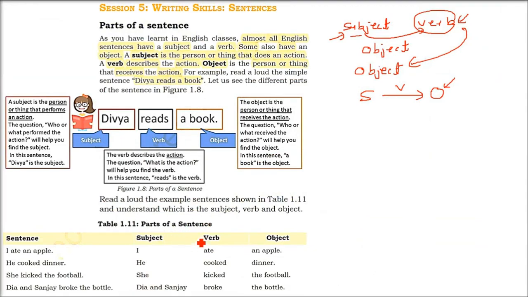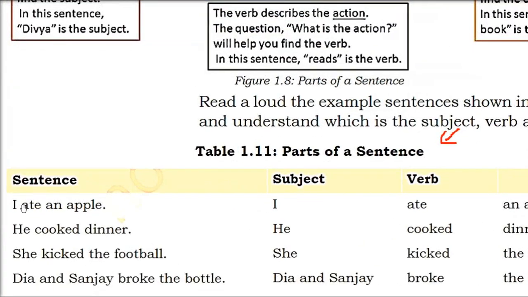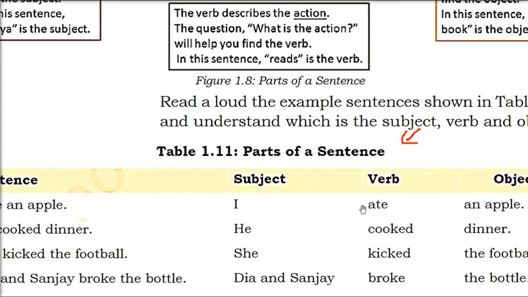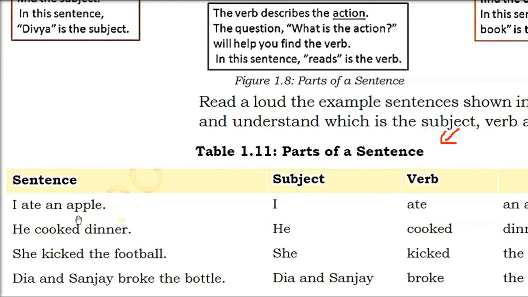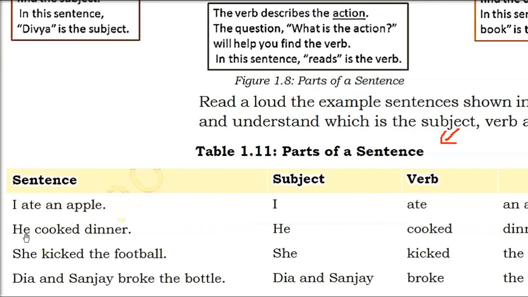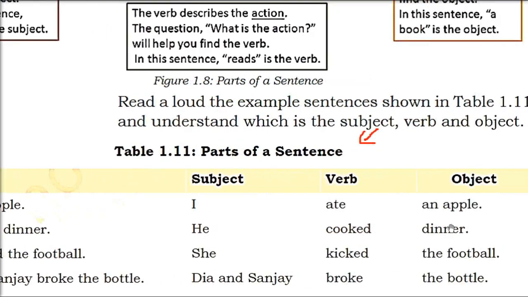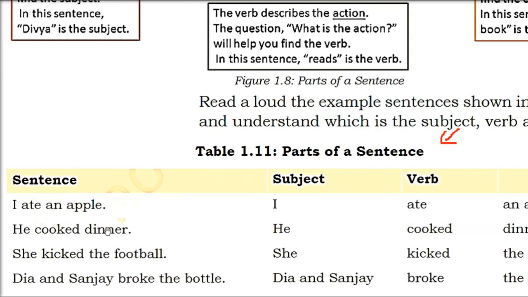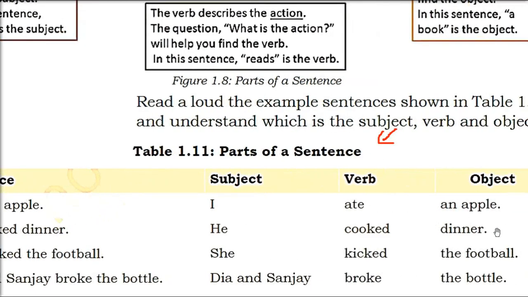Let me tell you certain sentences and you will see the subject, verb and object. Let us take them one by one. I ate an apple. I means you are eating, so subject. Ate is an action, the verb. What did you eat? Apple. He cooked dinner. He is the subject, cooked is the verb, and what did he cook? Dinner. So dinner is the object here.